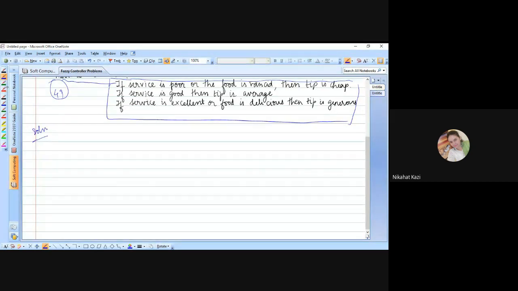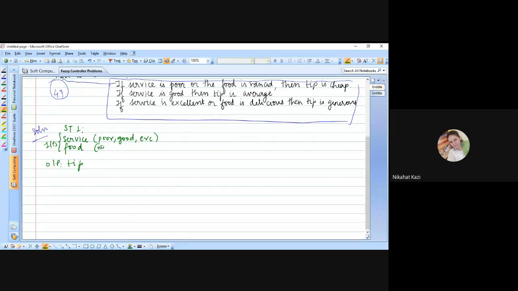So the first step is identification of inputs. Step 1, just write it quickly. That is service and food. These are the inputs, right? And the output is tip. Service is poor, good, excellent. And for food quality, what is mentioned is rancid and delicious.